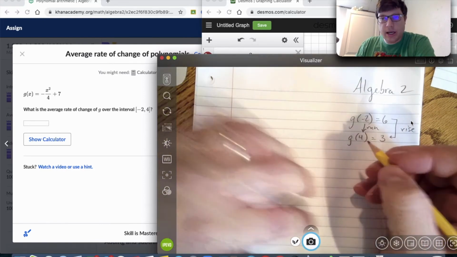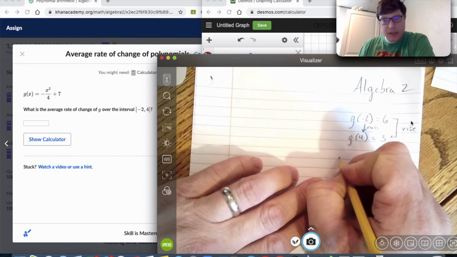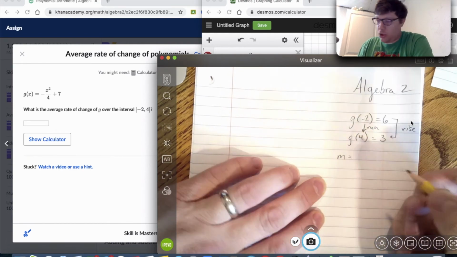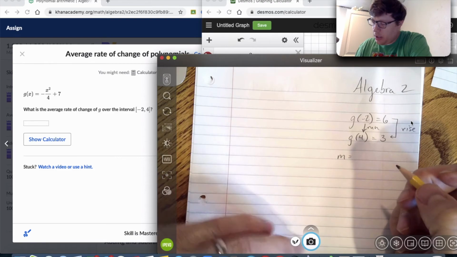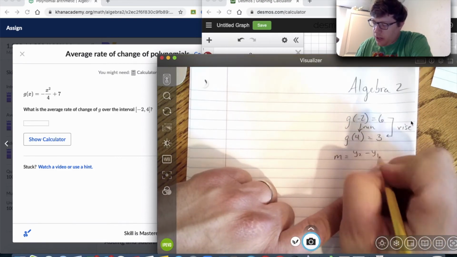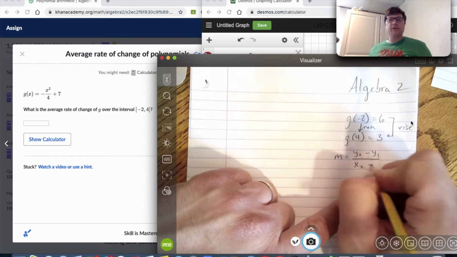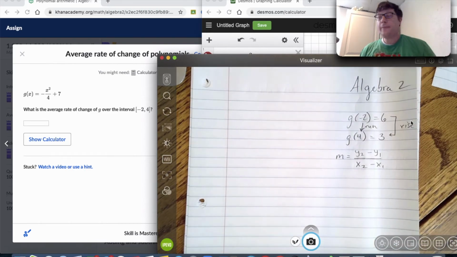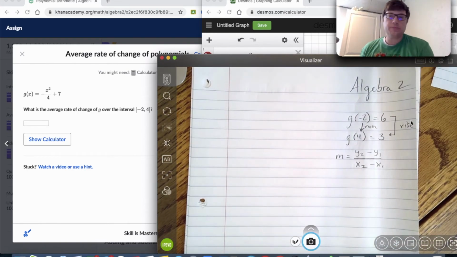It is m, because average rate of change is a slope. We use m for slope. And it's going to be y2 minus y1 over x2 minus x1. Definitely something that if you don't have memorized, when you're doing mathematics of this nature, work through that memorization process.